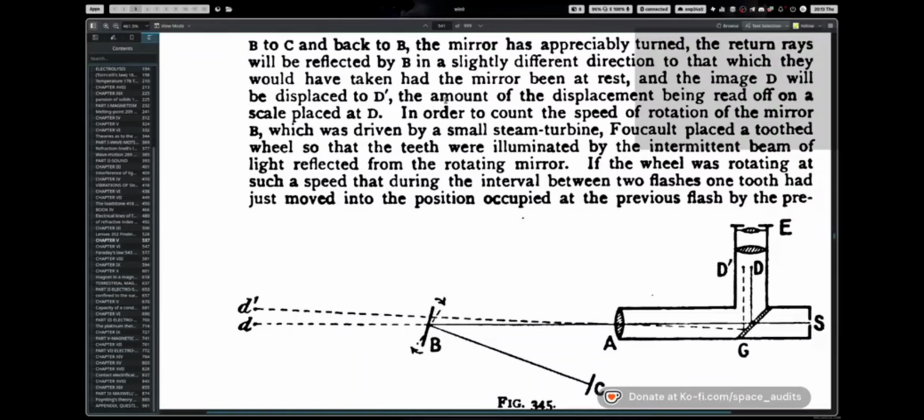In order to count the speed of rotation of the mirror B, which was driven by a small steam turbine, Foucault placed a toothed wheel so that the teeth were illuminated by the intermittent beam of light reflected from the rotating mirror.